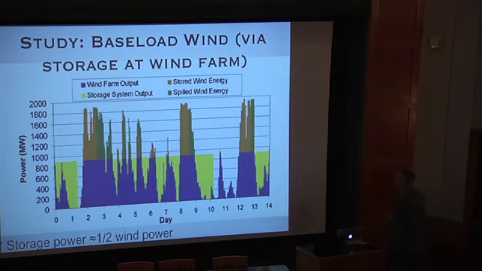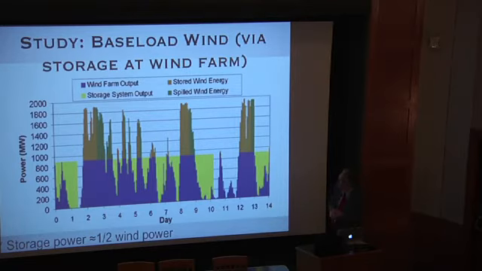In this study, they took a large wind farm in the Great Plains, and they said, let's try and make this into a baseload power plant. That is, get steady power out of it all the time. So they took a fluctuating variable generation power plant, a wind farm, and they added storage.